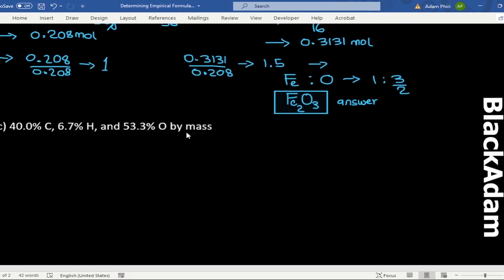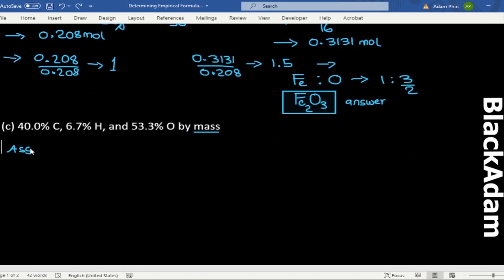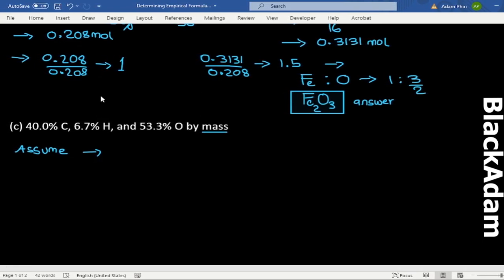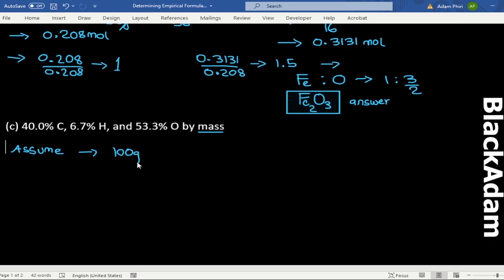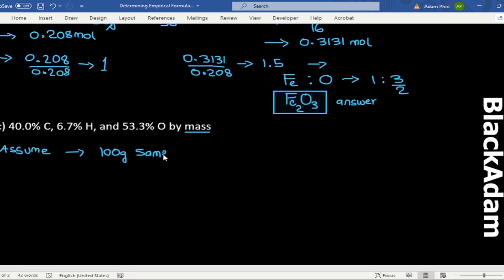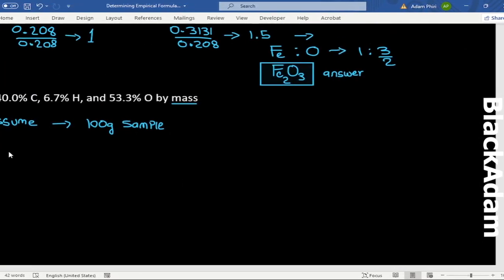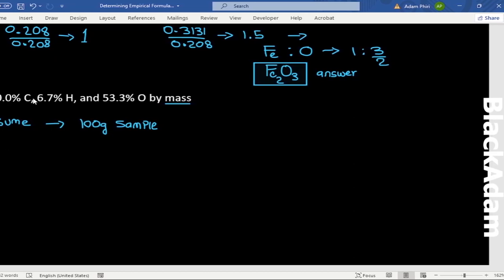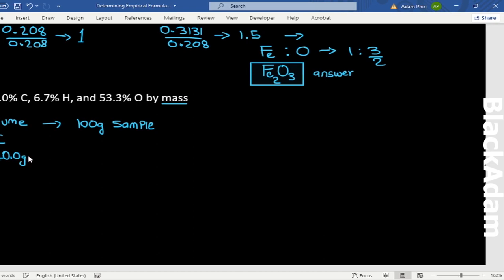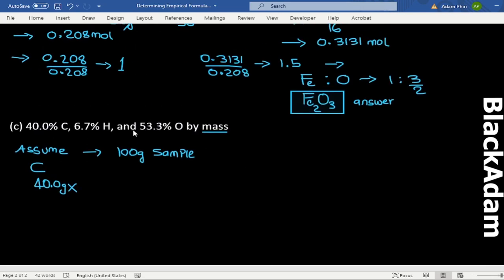That's the ratio. And the next, which is the final question, which is C, which is 40% of carbon and 6.7% of hydrogen, 53.3% of oxygen by mass. So assume that there is 100, because if you look at the percentages there, they make 100. So let's assume it's 100 grams. So we convert the percentage to grams, making our assumption of 100 grams.